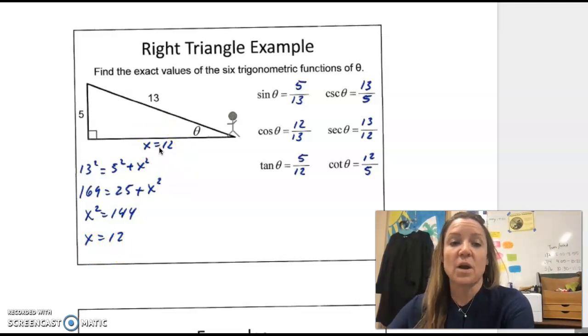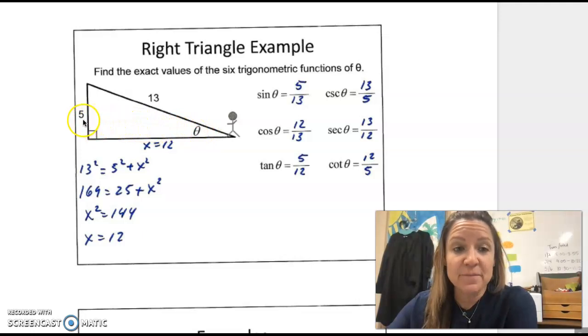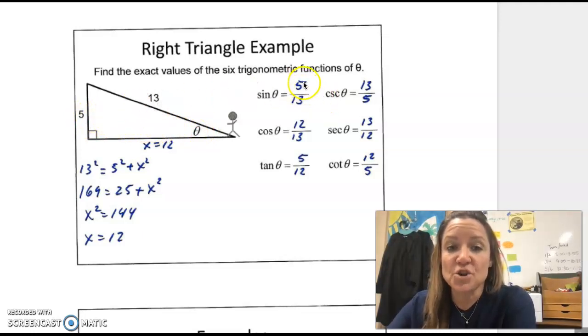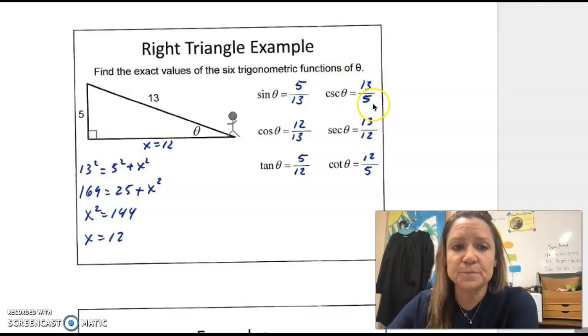The first thing we want to find is the sine. Sine is opposite over hypotenuse. From angle theta, the opposite is 5, and the hypotenuse is 13. So you're just going to write the ratio 5 over 13. Remember that the cosecant is the inverse, so just flip that fraction to 13 over 5.